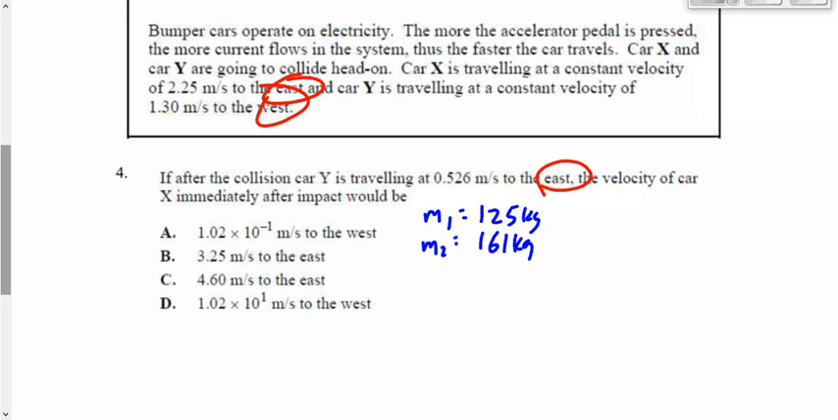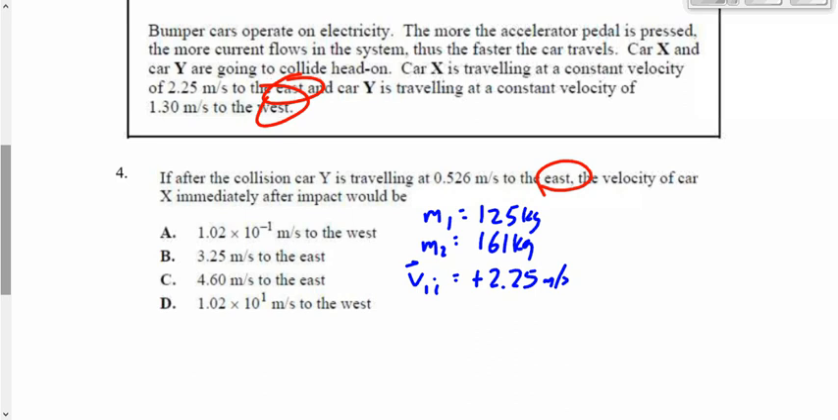All right, what do we got here? We have 2.25 to the east, or positive 2.25 meters per second. What velocity would that be, Ashley? Is that V1 or V2, the 2.25? Yes. And is that V1I or V1F? Yes. The initial velocity of car number 1. Good?